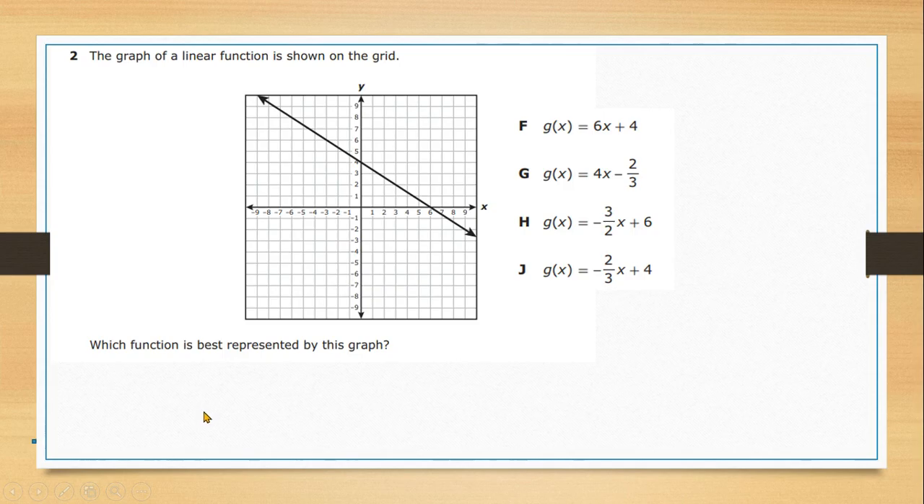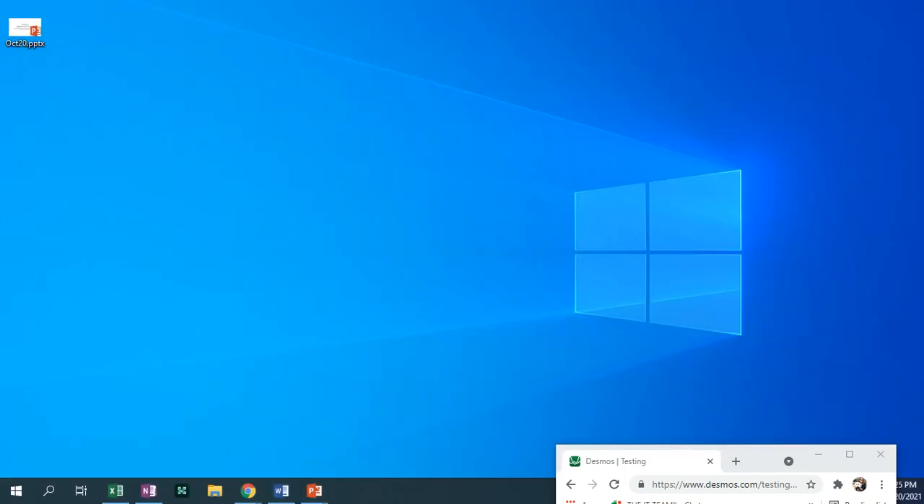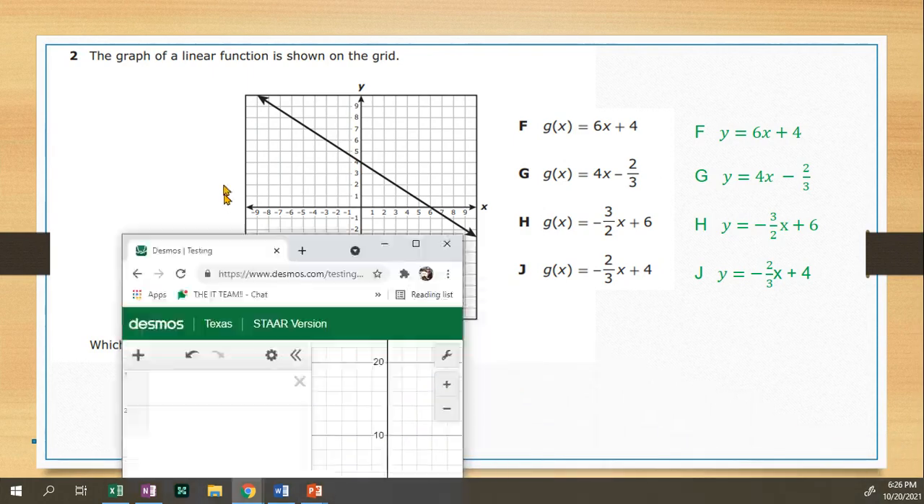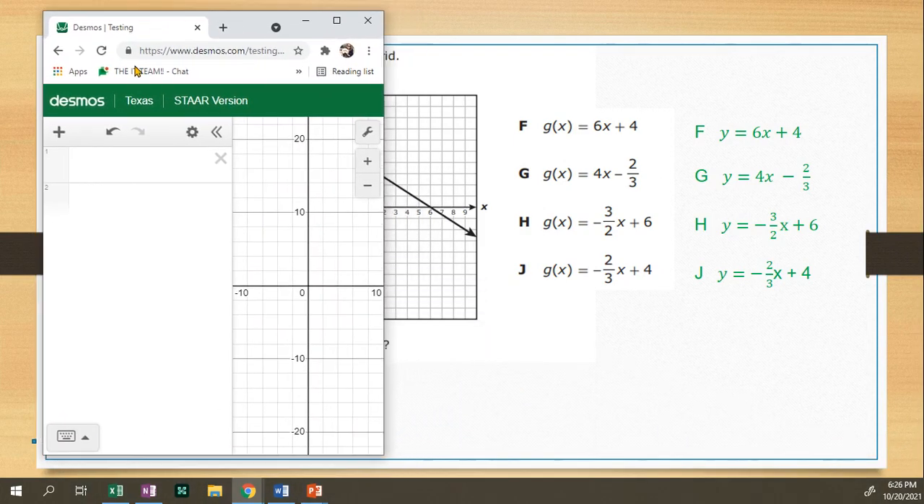The first thing I would tell you is, while we're testing, we're going to pretend that says y equals. There's a slight difference, but it's not a big enough difference for us to address here while we're testing. We're going to just go ahead and go with y equals. Okay, now let me bring up the Desmos calculator. So what we would do is we would type each of the answers into the calculator.